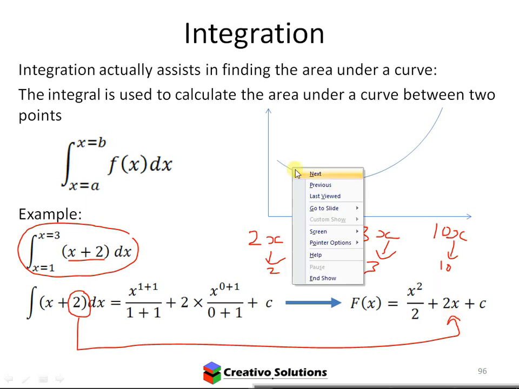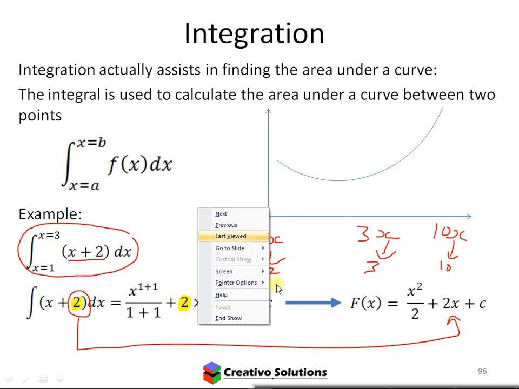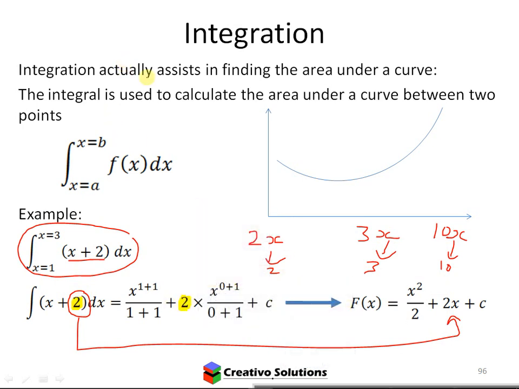The reason for that is because of this. This 2 is there. What is x to the power naught always? x to the power naught is always 1. So there's an invisible 1 here. x to the power naught plus 1 over naught plus 1 gives you that 2x. You don't have to worry about that middle step. They don't really show the middle step.